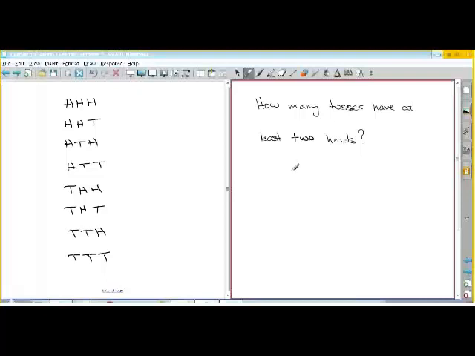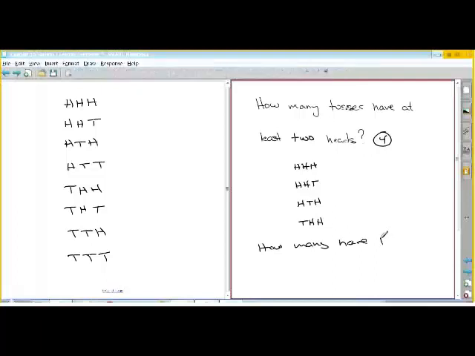you can just count them from the list here. I'm just going to write them down to show you what they are. This one has at least 2 heads. This one has exactly 2 heads. This one has exactly 2 heads, and this one has exactly 2 heads. So the answer here is 4. If I said how many have 2 tails, then the answer there is 3.